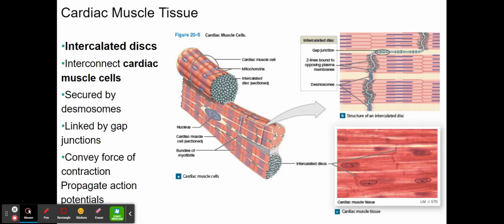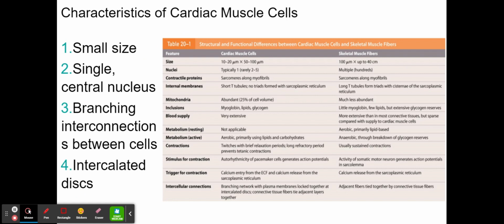As you should have noticed in A&P 1, cardiac muscle cells are interconnected by intercalated discs. At an intercalated disc, the interlocking membranes of adjacent cells are held together by desmosomes and linked by gap junctions. Intercalated discs transfer the force of contraction from cell to cell and propagate action potentials. Table 20-1 provides a quick review of the structural and functional differences between cardiac muscle cells and skeletal muscle fibers, which you can see on the next slide.